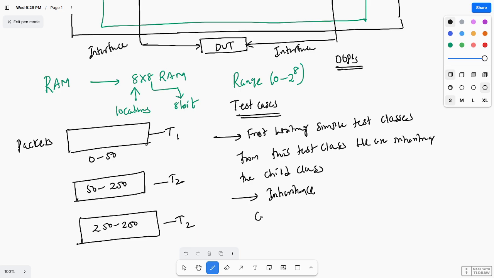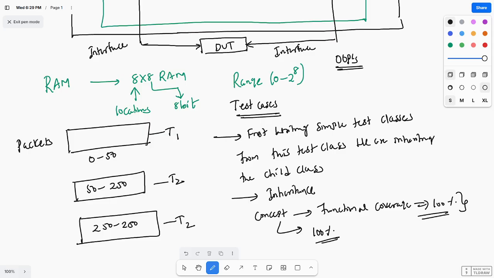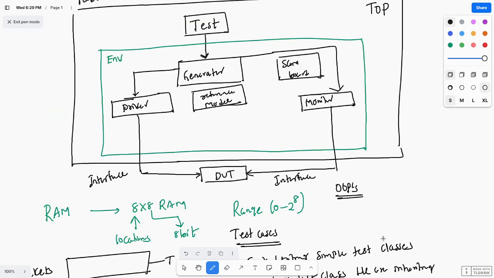And there is a concept called functional coverage. So what is this functional coverage? In functional coverage, it should cover 100%. Then only your design is achieved for 100% success. When it acquires 100% functional coverage, then only your design will acquire 100% success. So this is about how we are writing the test cases. We'll see each and everything one by one.